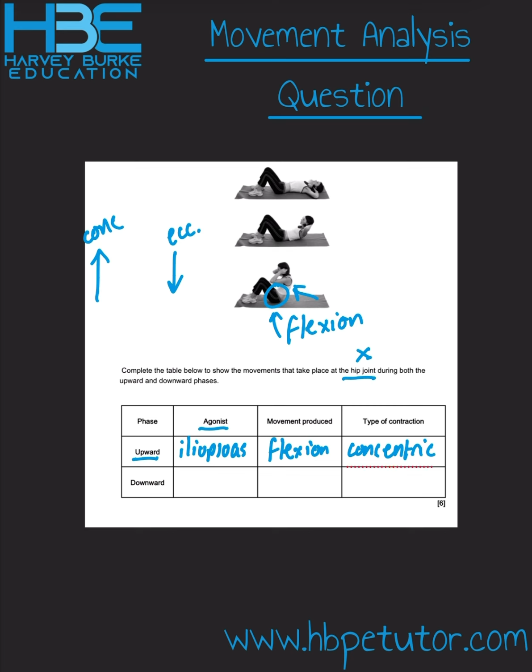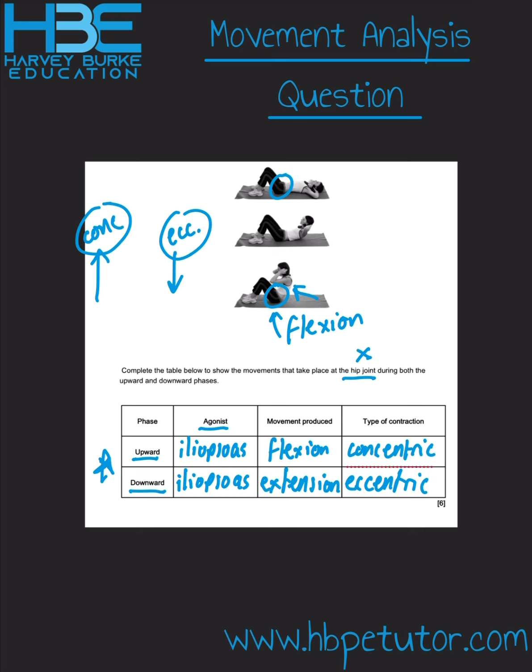And then importantly, on an upward and downward phase question, the agonist will always be the same. So although on the downward phase it's now extension at the hip, it's still the iliopsoas. So on any upward and downward phase question, the agonist will always be the same. And on the upward phase, it will always be concentrically contracting. And then on the downward phase, it will always be an eccentric contraction. So the muscle is lengthening as it's contracting. And then that is extension on the way down.